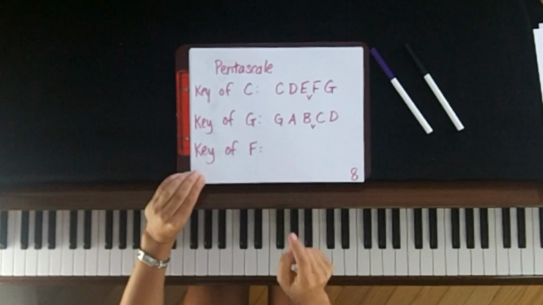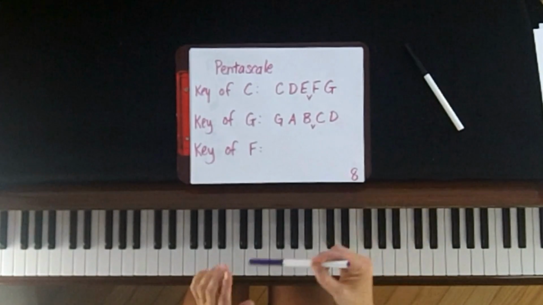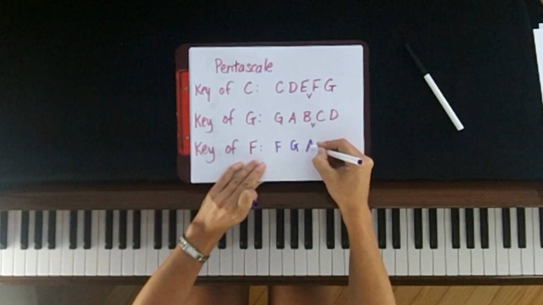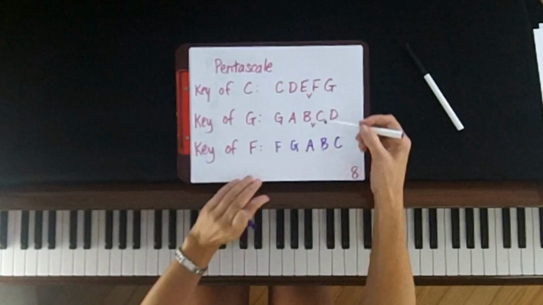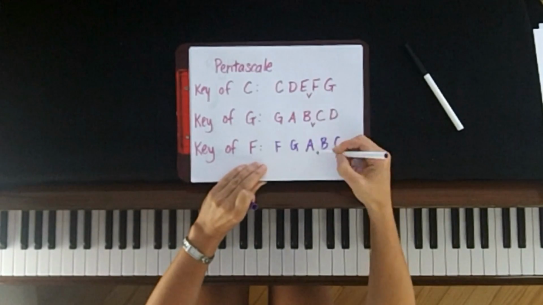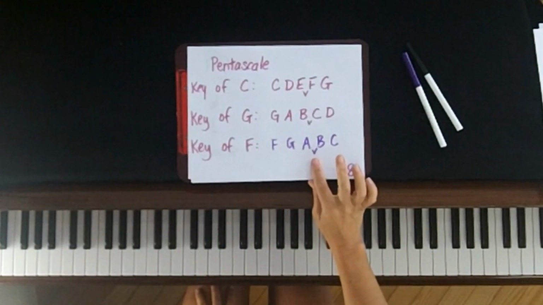So now we're going to figure out the pentascale notes for the key of F. Again, we're going to start on the note F, and I'm going to play all the white keys. Okay, so that sounded funny. Well, first let me just write down these notes: F, G, A, B, C. So something was wrong. And what we notice about this pattern is always after the third note we have a half step.